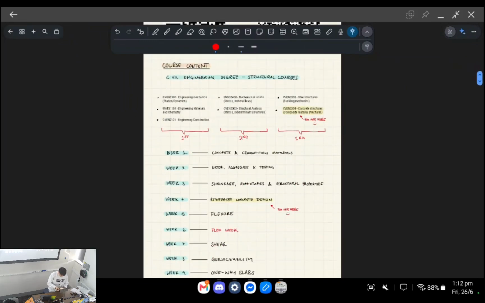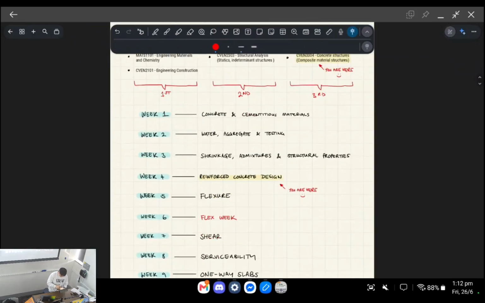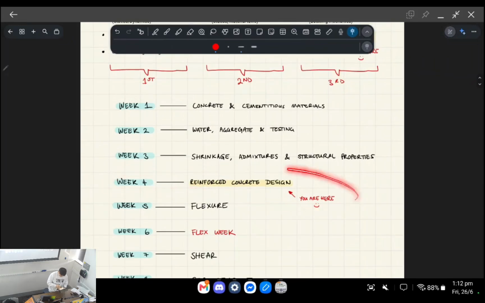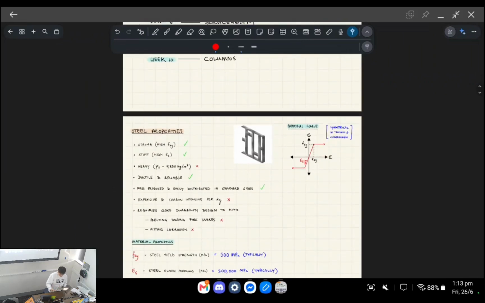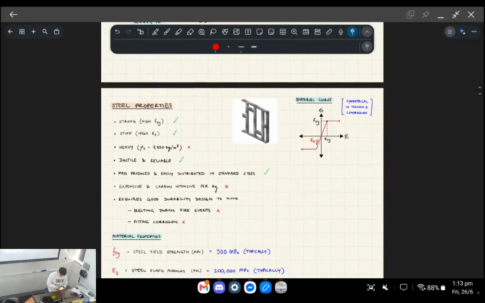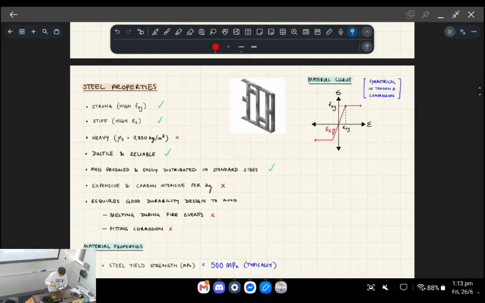Okay, so let's talk about where we're up to in the course, right? So we're up to week 4 now, and we're finally getting into reinforced concrete design. Okay, so now we're talking about how the steel, which sits inside the concrete, combines and gives structural properties to the concrete, okay? Yeah, so largely the topic for today is about steel, okay? So let's start with the steel properties, okay?